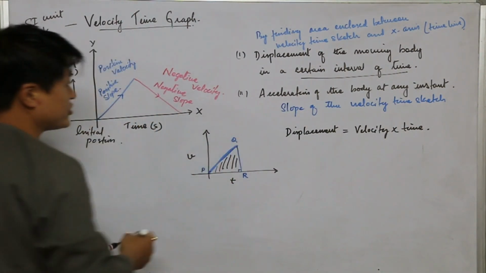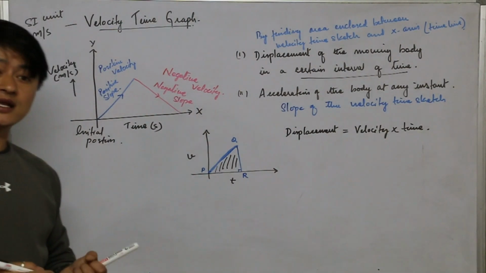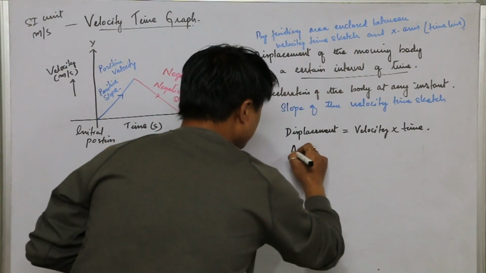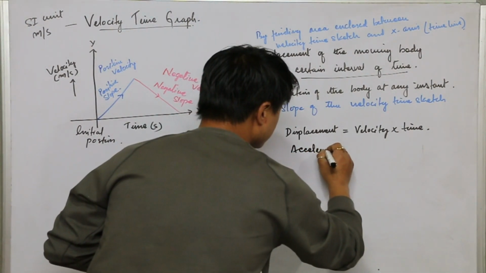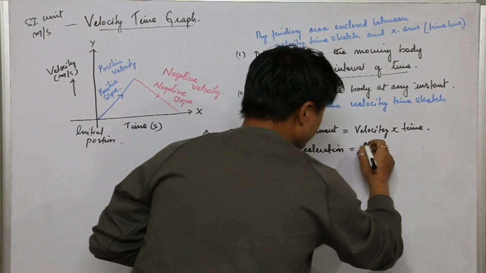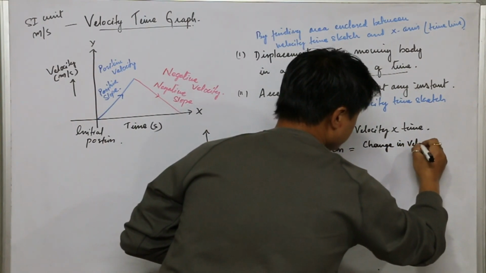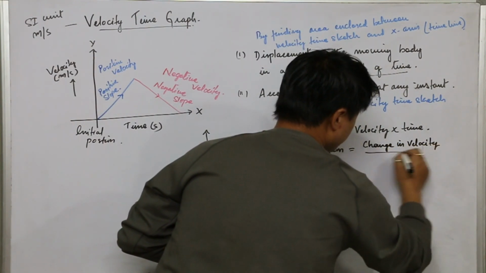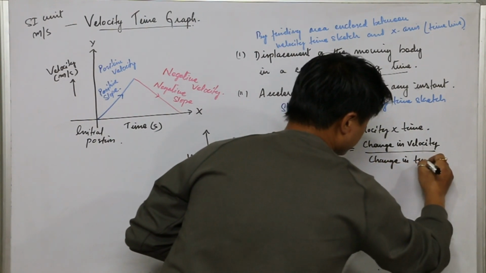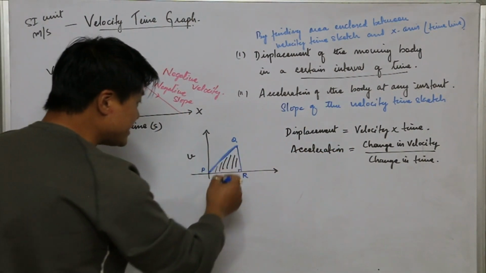By finding the slope, we can easily find the acceleration, and we know that acceleration is the increasing velocity with time, or acceleration is equal to the ratio of change in velocity divided by change in time. To find the displacement, we require to find the area enclosed.